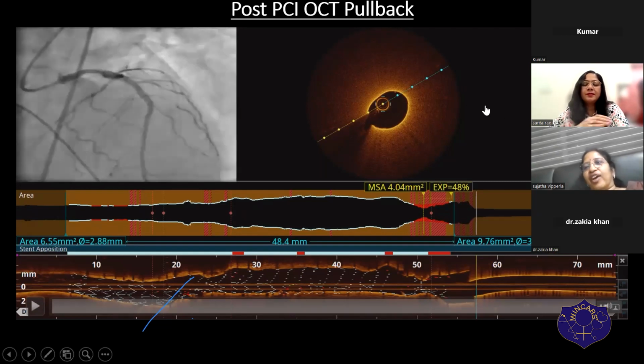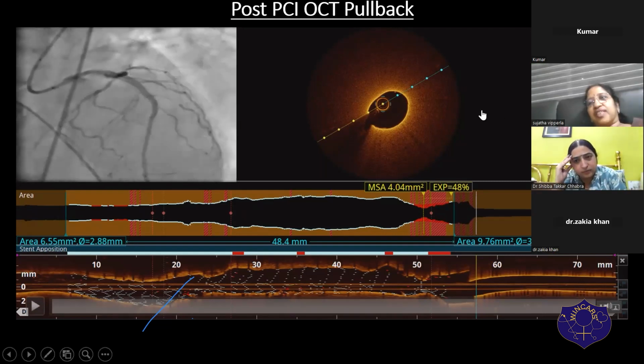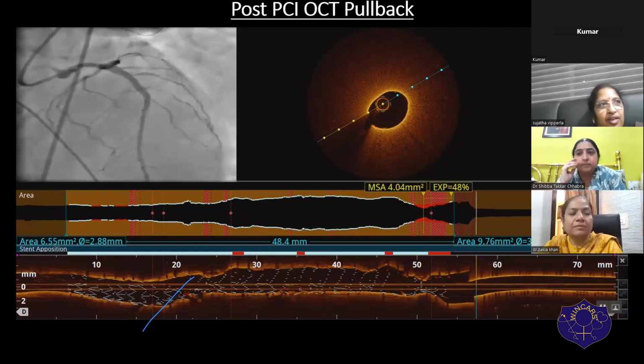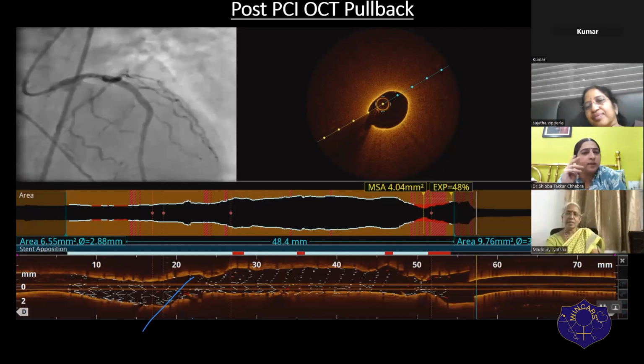But now we are left with the option. We have an underexpanded stent. So OPN, NC, what did you do? What does the house feel?